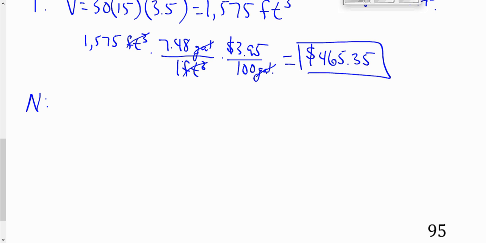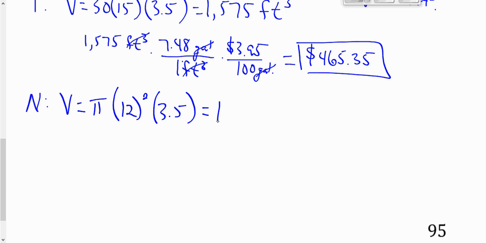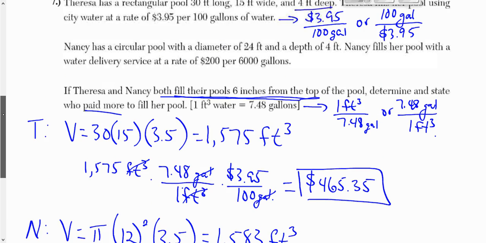So she's got the circular pool, right? So Nancy's volume is going to be pi, the radius is 12, right? And still 3.5 feet, right? So that gives us 1583 cubic feet. So now we have to go to her. You didn't by any chance use Teresa's cost structure for Nancy, did you? No, I got 1583, but then I divided by 6,000.